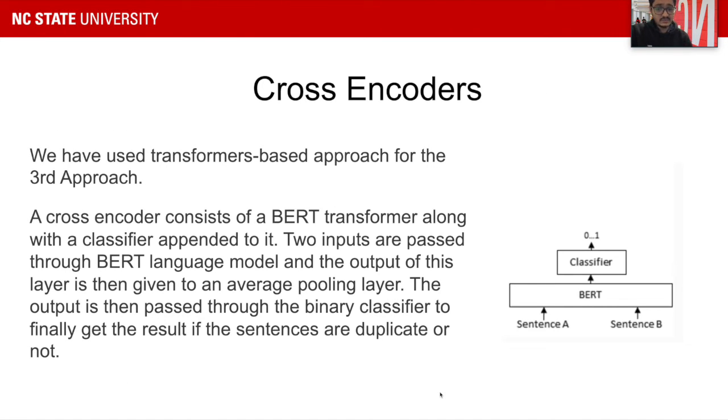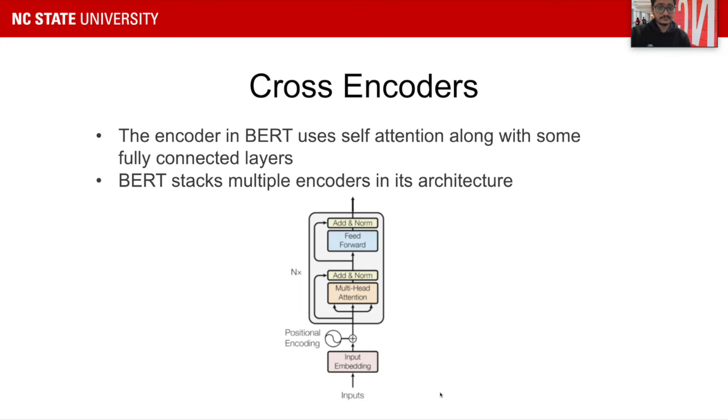Next, we tried cross encoders, which is a transformer based approach. It uses BERT as its base and takes two sentences as input, which are separated by a SEP token. After calculating the embeddings from the BERT model, we use an average pooling layer to compute the sentence embedding, and then we use a softmax classifier to classify the output. As a brief introduction, the encoder layer consists of multi-headed self-attention and feed-forward layers connected with some skip connections and some normalization layers.